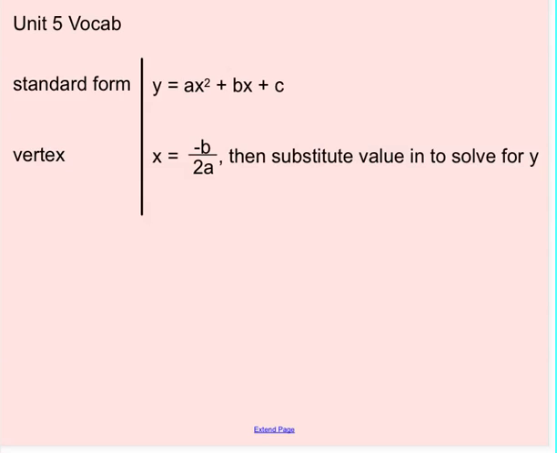We have to do the work to find all of this information. So remember, standard form looks like y equals ax squared plus bx plus c. A, b, and c are numbers. So an example of an equation in standard form might be y equals negative 3x squared plus 12x minus 2. Okay? So to find the vertex, we have to do a little bit of work.